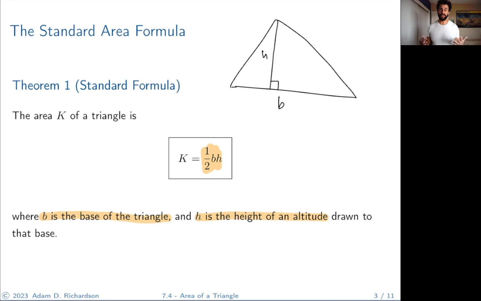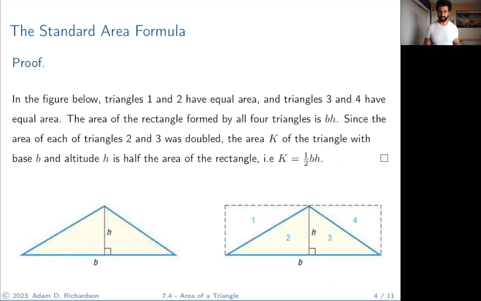But sometimes you don't know h. That's kind of the tricky part, right? If you don't know what h is, it can be difficult to find what the area is, unless you've got some trigonometry at your disposal. But let's look at the proof. 1/2 base times height. Why is that the formula itself? So the proof is actually very short.